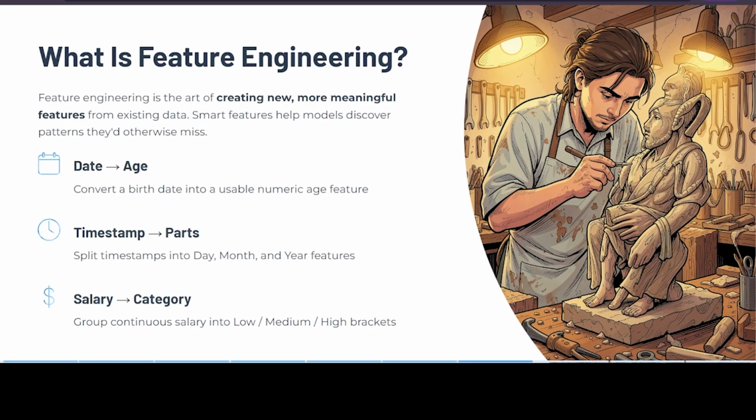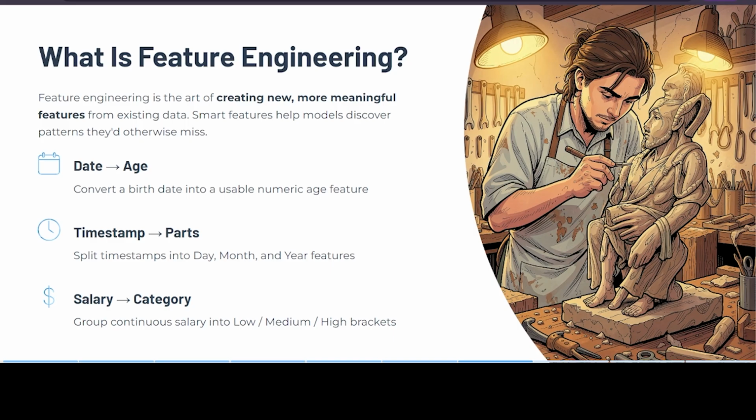Next we are going to see feature engineering. This is an important concept. Instead of using only the existing data, we create new or more useful features. For example, suppose your data set contains only date of birth. Instead of using the birth date directly, we calculate the person's age, right? Age is much more useful than date of birth. That's feature engineering.